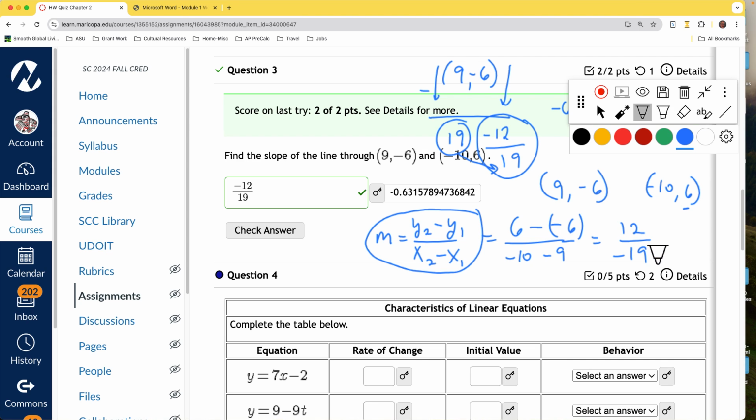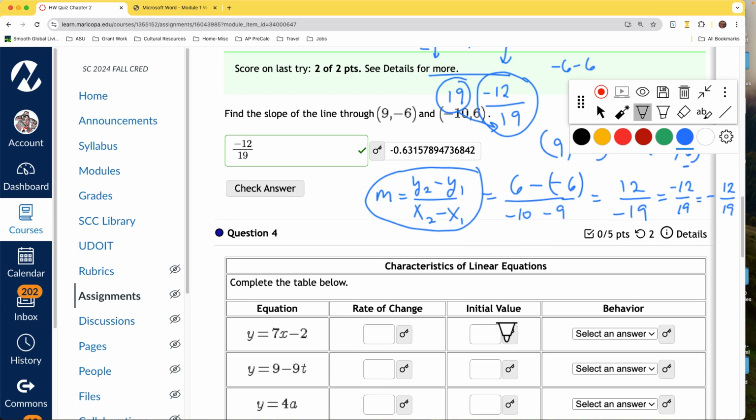Yes. So 12 over negative 19 is the same thing as negative 12 over 19, which is the same thing as putting the negative in front and then just having 12 and 19. These fractions are all the same. And the answer system will take all of those as correct. Good, good. So far, so good? Okay.